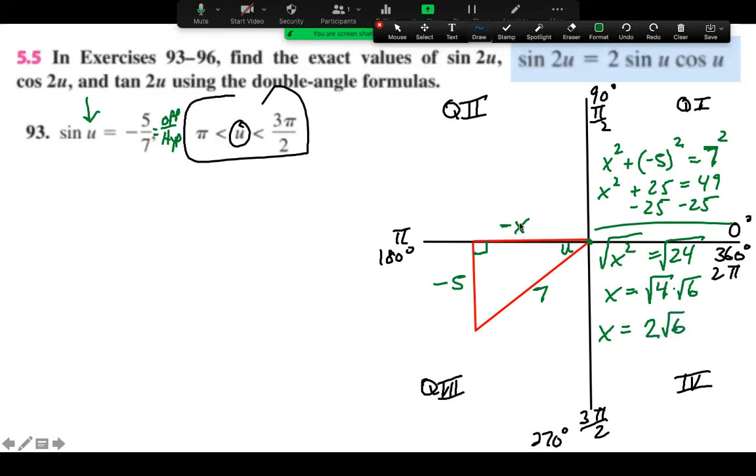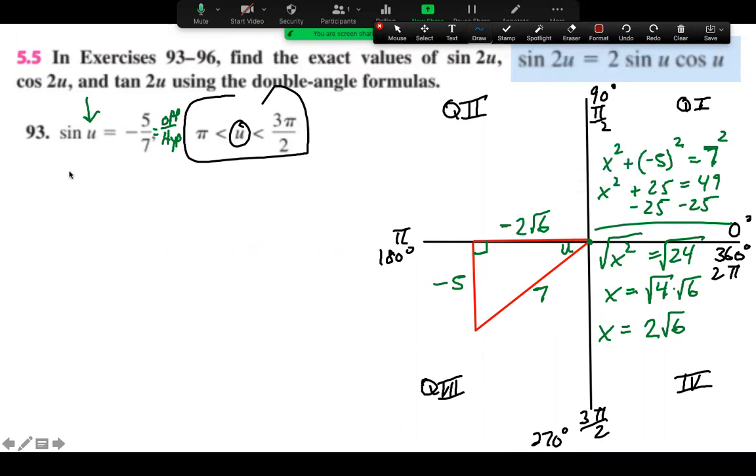So now this x adjacent leg is no longer unknown. It's worth 2 root 6. But again, since it's in quadrant 3 and it's to the left, that's a -2 root 6. So now I have all 3 sides of my triangle. I have the signs correct. I have it in the correct quadrant. So now we are ready to jam.